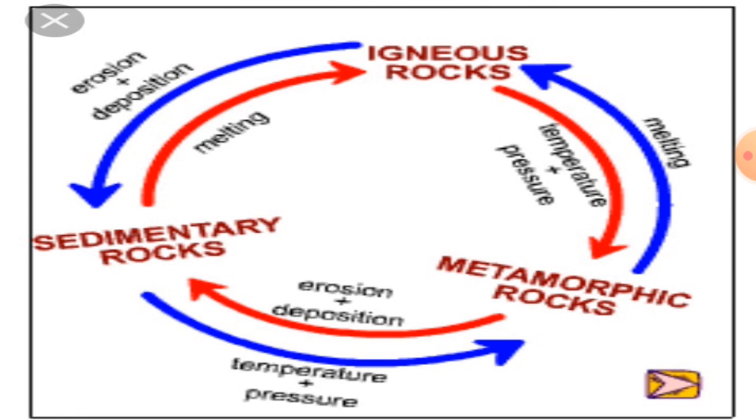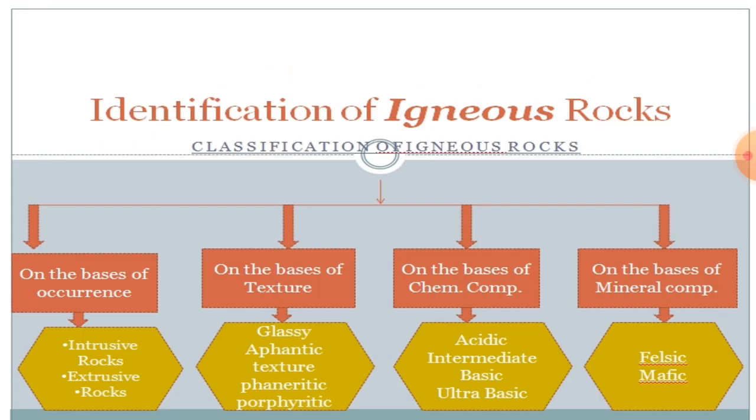Let us go to the identification of the igneous rocks now. Igneous rocks can be identified by this classification as shown in the table. These rocks are formed due to the solidification of the magma at different levels. On this basis, they are classified into four groups.